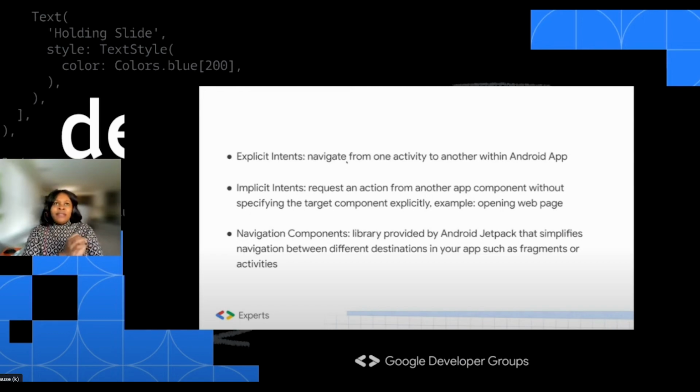Now, we have the navigation component library, which is provided by Android Jetpack, that simplifies navigation between different destinations in your app, such as fragments and activities. And we've seen that, especially when you have your navigation graph, you can easily say from action this, go to action that, which is a pretty nice way of doing navigation in Android.